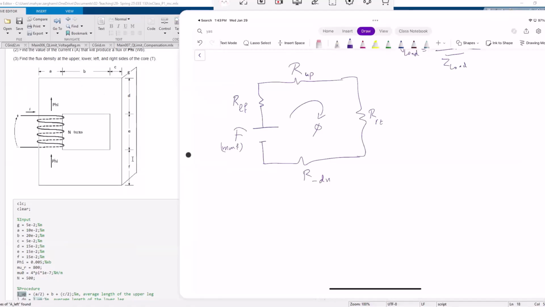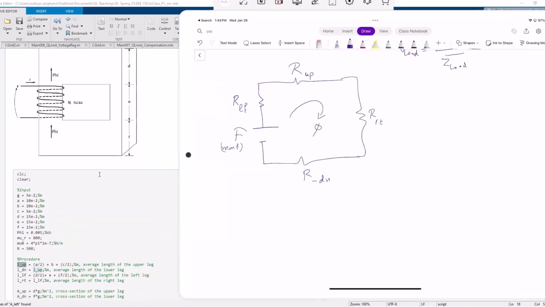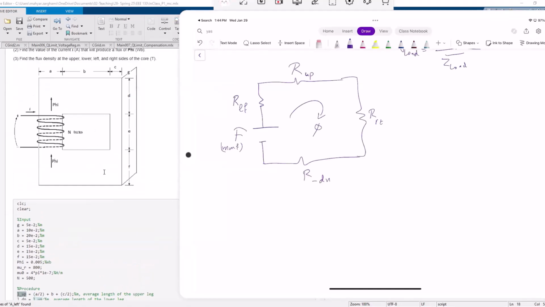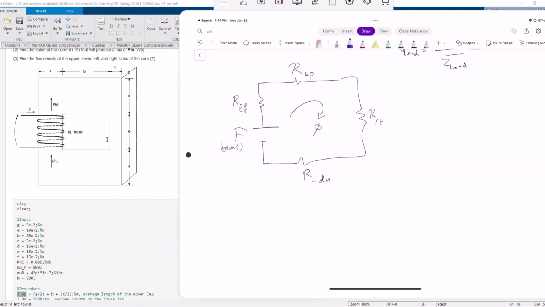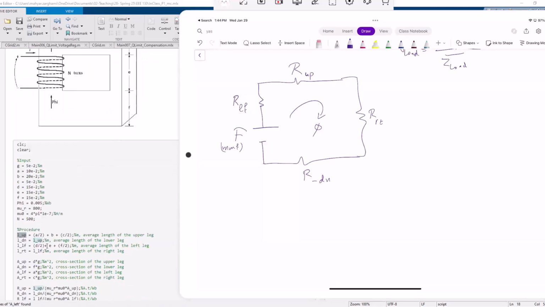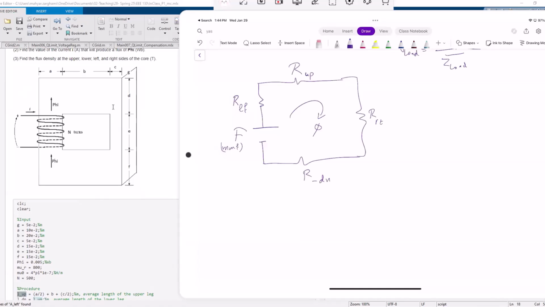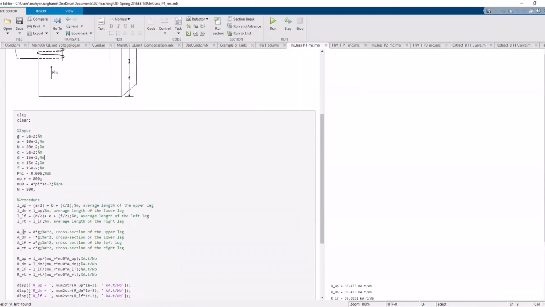So this is the upper part. Same thing for the lower part. So that would be equal to the upper part because the dimensions are the same. For the left part, you have to do half of D plus half of E plus half of F plus E. And for the right part would be the same because the dimensions are the same. So in terms of the average length, the two sides and the upper part and lower part would be the same. So these are calculations of the paths.